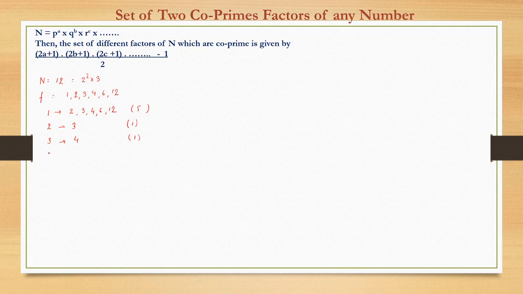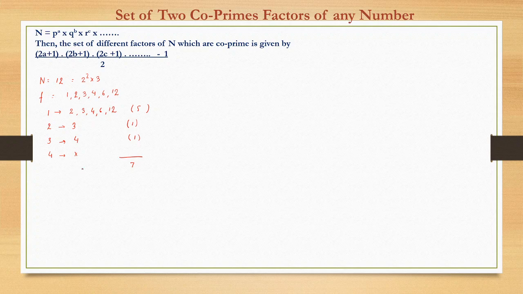Now if we see 4, there is no case. The rest of the numbers, 6 and 12, are having a common factor. Similarly, if we take 6, then also the next number is 12, so 0 cases. So the total number of such cases comes out to be how many? If we add this, 7. So this is one way where we manually write down the factors and then see which pairs are co-prime to each other. But as you can see, this can be time taking and a bit lengthy also.